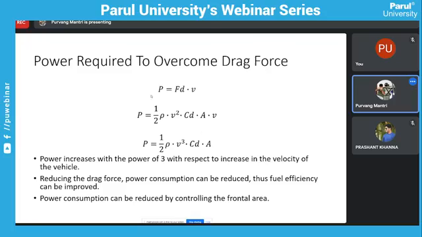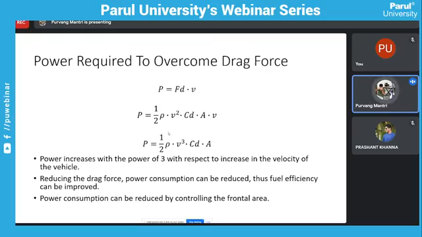Now, why was I considering reducing the frontal area to reduce drag force? It is because of the power required. Now to calculate how much power will be required to overcome the maximum drag force, P, which is power, is equal to drag force into velocity. So if we put the formula of drag force into this equation, we get P is equal to 1 by 2 rho V square CD into A into V. If we simplify this equation, we come to know that power is equal to 1 by 2 rho V cube into CD into A.